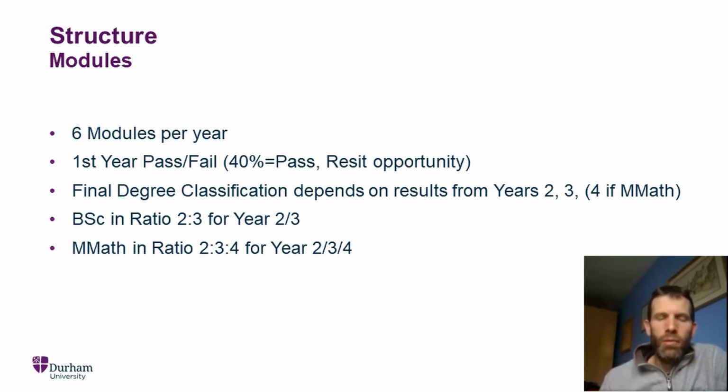From the second year onwards, then there are exams at the end of each year, and they will count towards your final degree classification. And they count in the following ratio. So if you're doing the 3-year course, they count in the ratio 2 to 3. So your second year marks count 2/5 of the total, and your third year marks 3/5 of the total. So there's a sort of a weighting towards the final year. And similarly, in the 4-year course, they're weighted 2, 3, 4.